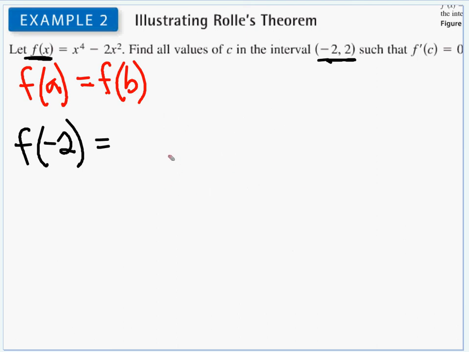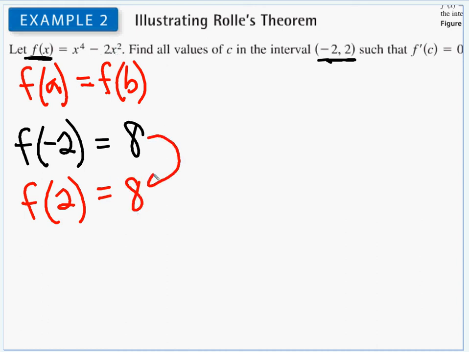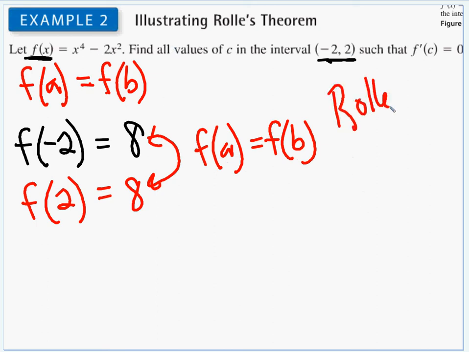And then f of positive 2 is going to be the same thing, because remember the negative got squared away in each of those. So if we plug in the positive 2, we're going to get 16 minus 2 times 4. 16 minus 8 is 8. So here we can see f of a is equal to f of b, and our function is continuous, our interval's closed, so we can say that Rolle's theorem applies. We are allowed to use Rolle's theorem.